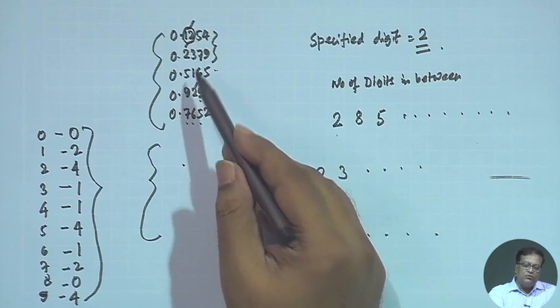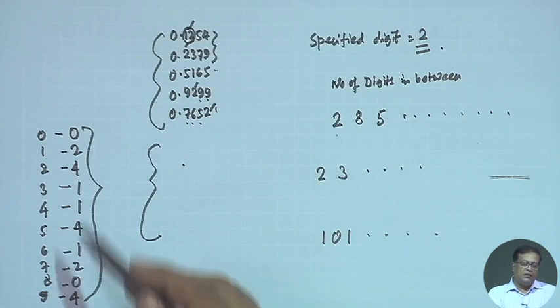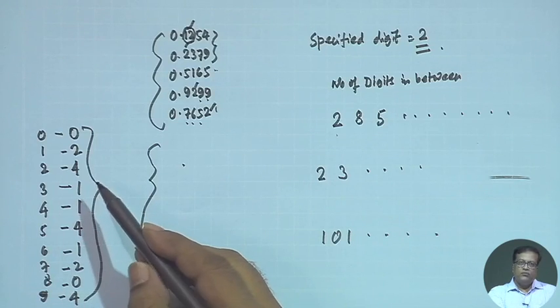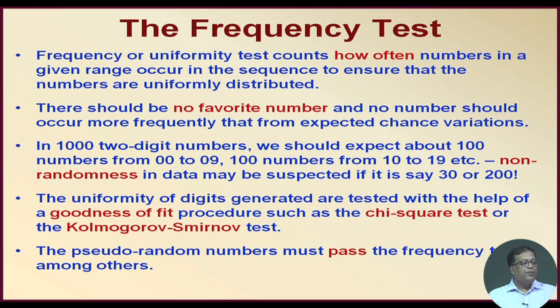Obviously, we should not do the experiment with just 5 numbers, maybe we should take 100 numbers and then see how the frequency of all these numbers 0 to 9 is, and we have to see, by a chi-square test or a Kolmogorov-Smirnov test, whether goodness of fit really results, right. The pseudo random numbers must pass the frequency test among others, right.